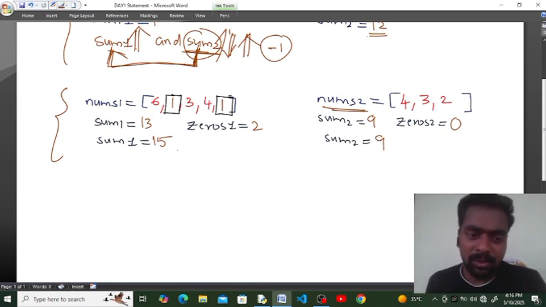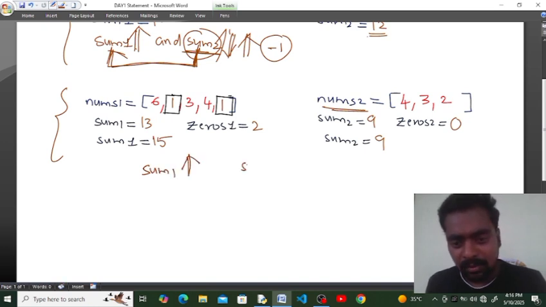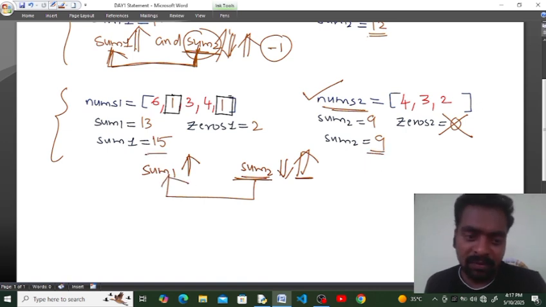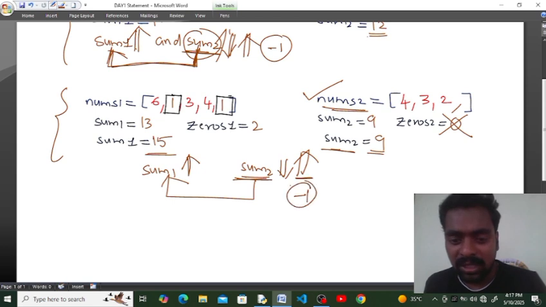So in this example, sum 1 value is larger, sum 2 is smaller. It means you have to increment the sum 2 value. To increment the sum 2 value, we should have at least one zero in nums 2. But there are no zeros in nums 2. That's why it is impossible to make sum 2 exactly equal to sum 1. So it means you cannot make 9 into 15 because there is no zero in nums 2 to increase the value of sum 2. So for this, the answer is supposed to be -1.